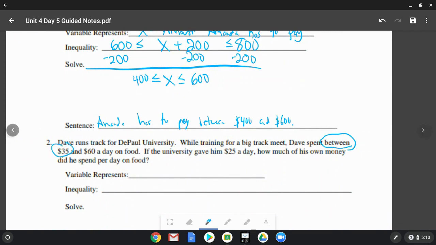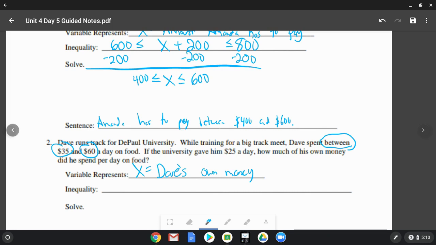This is my smaller, this is my bigger. If the university gives him $25 a day, he must be on scholarship. How much of his own money does he have to spend? So what is it asking for in the end? It's asking for his own money. So that's what we'll label as X. Dave's own money, because this is what he's spending on food, right?